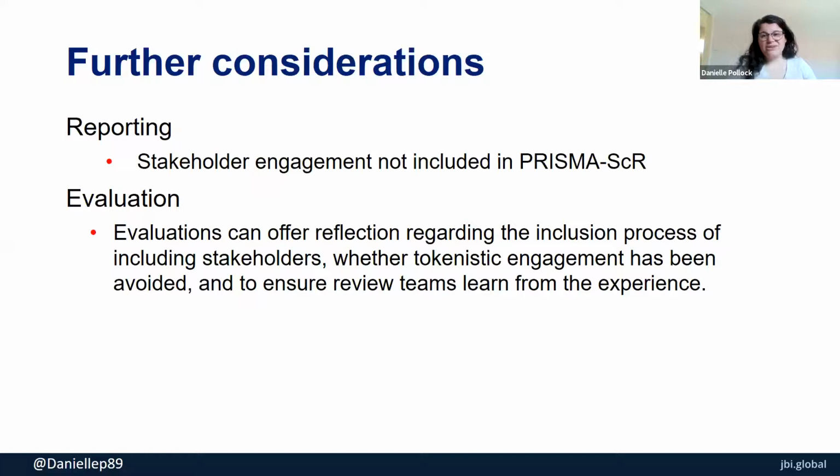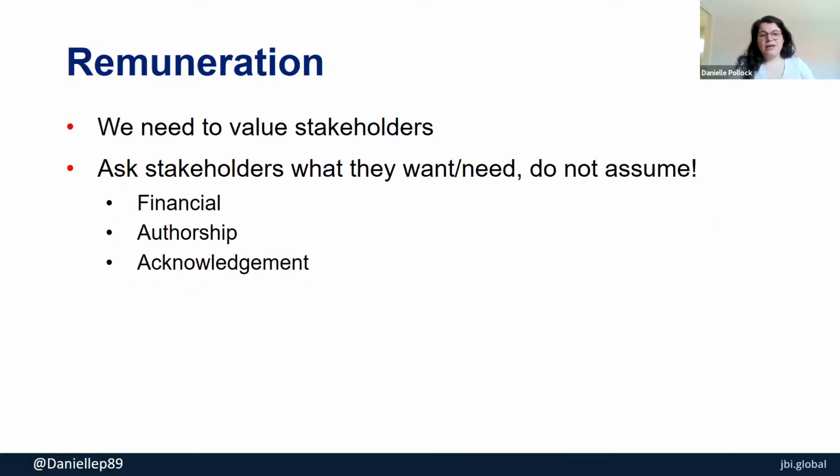Now, there are further considerations that we don't necessarily have answers for. Firstly, we don't actually have any reporting guidance on how to report stakeholder engagement in scoping reviews. The PRISMA-ScR doesn't speak of this. And we need to also continually reflect on the work that we have done and evaluate stakeholder engagement in scoping reviews as well.